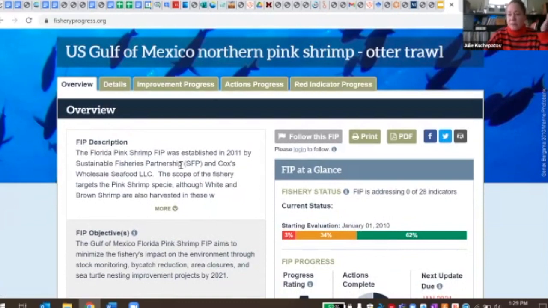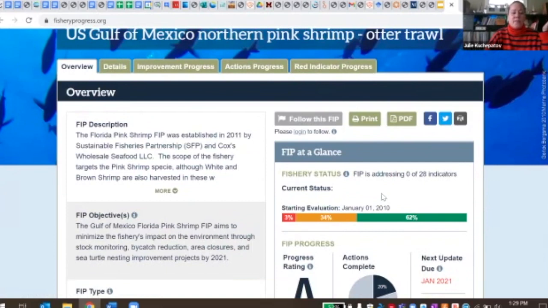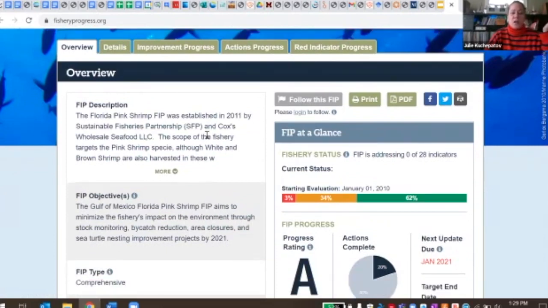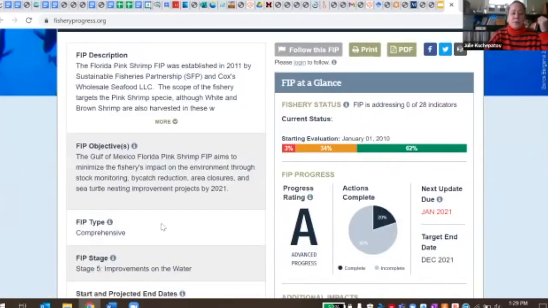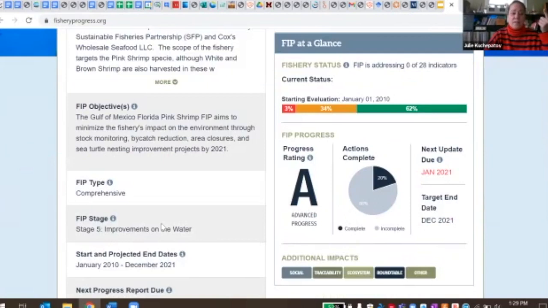It's a free site, but you can definitely go in, sign up, and then dig deeper into these tabs about what's happening. But again, this is just a basic description about the fishery, what the objectives are, and the type. There are two different types of FIPs, one basic and one comprehensive. What stage is it at now, etc.